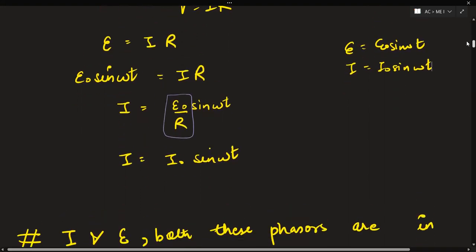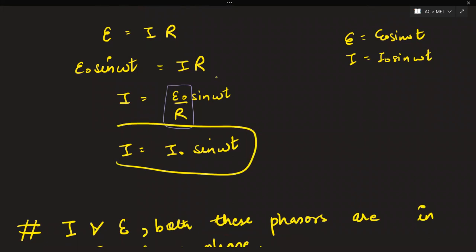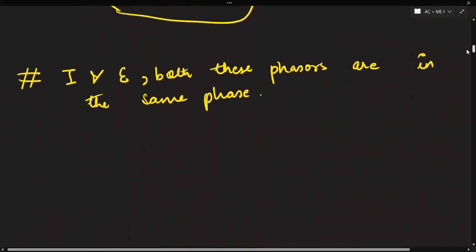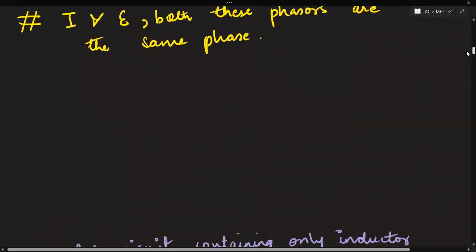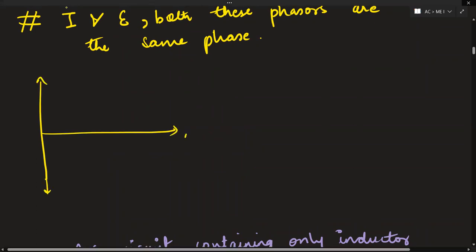Now see, I is equal to I naught sine omega t. This is the equation of current. So this shows that current and EMF both are in the same phase. These are phasors and these are in the same phase. So if I want to depict it graphically, we'll come to phasors, but let me show you how to depict this graphically. This is time, this is EMF or current, let's say.